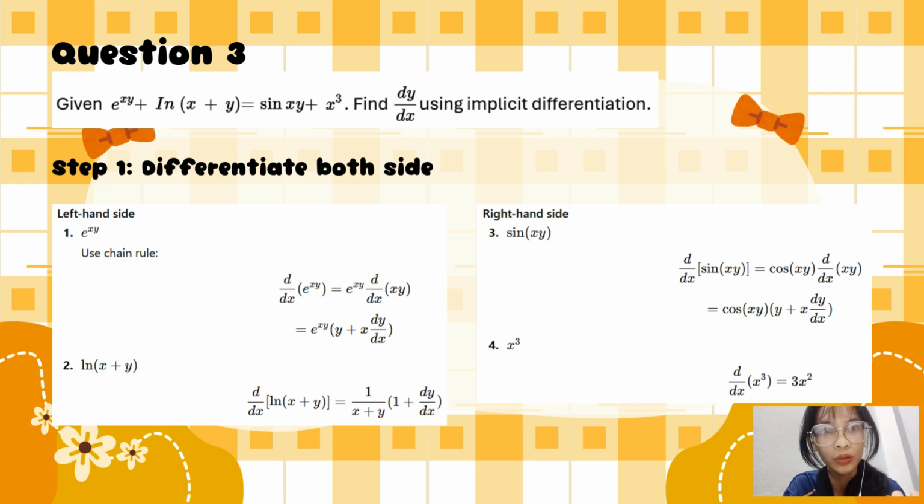Differentiate both sides with respect to x using implicit differentiation. First, we differentiate the left-hand side. For the term e to the power of xy, we apply the chain rule. The derivative is e to the power of xy times (y plus x dy/dx). Next, we differentiate the natural log of x plus y.